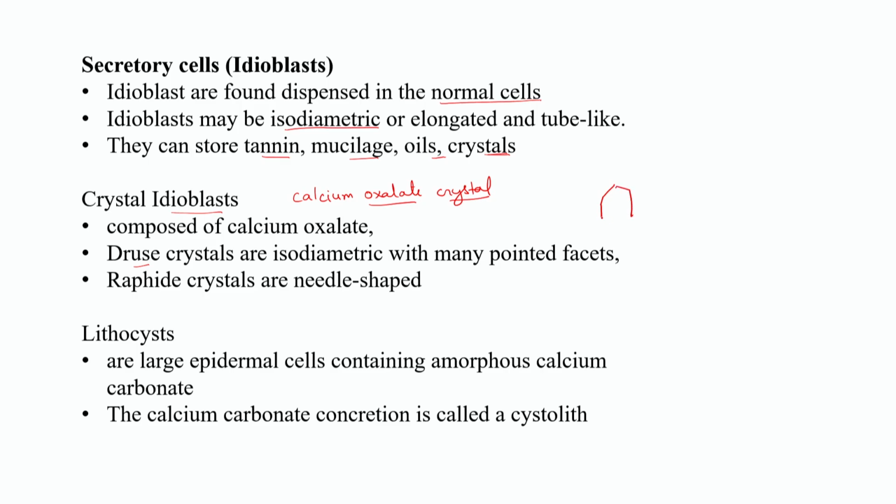Suppose this is an idioblast cell. In that cell you will have those crystals, and this is the idioblast. Raphide type of crystal has needle shape. Druse type of crystal has various different shapes, and they have pointed facets.